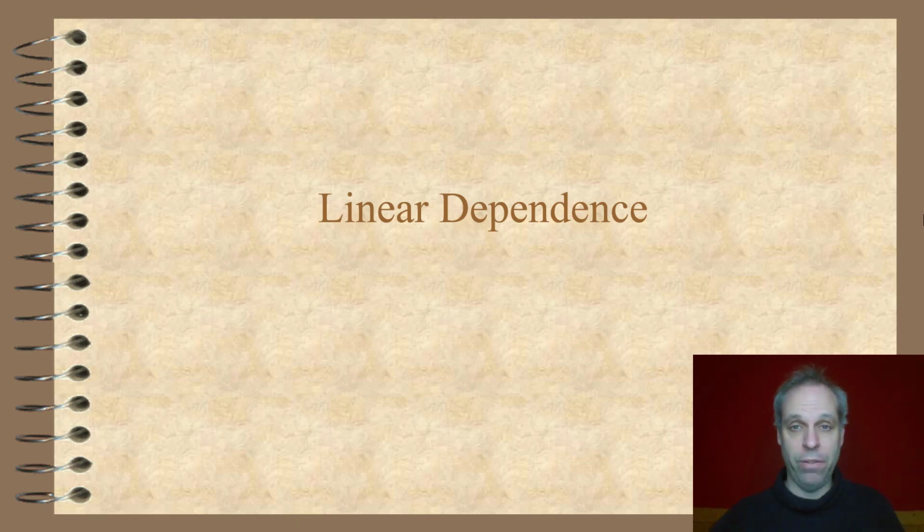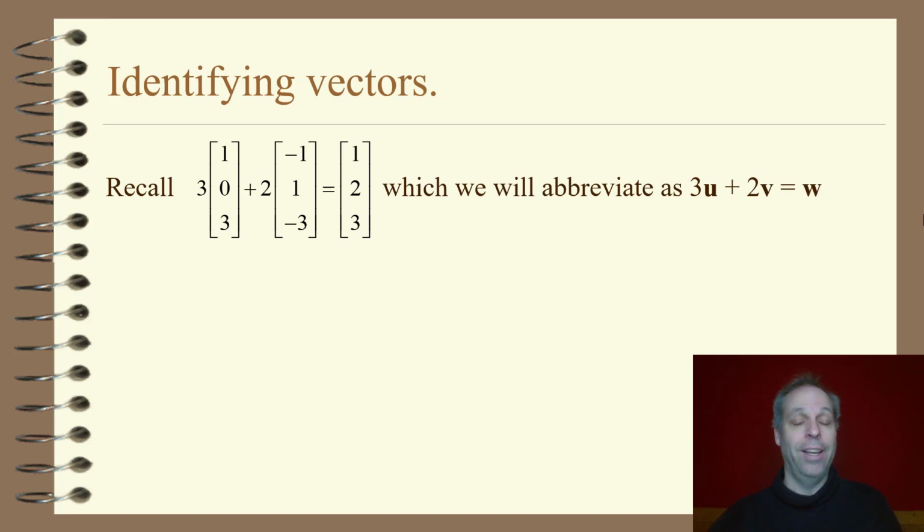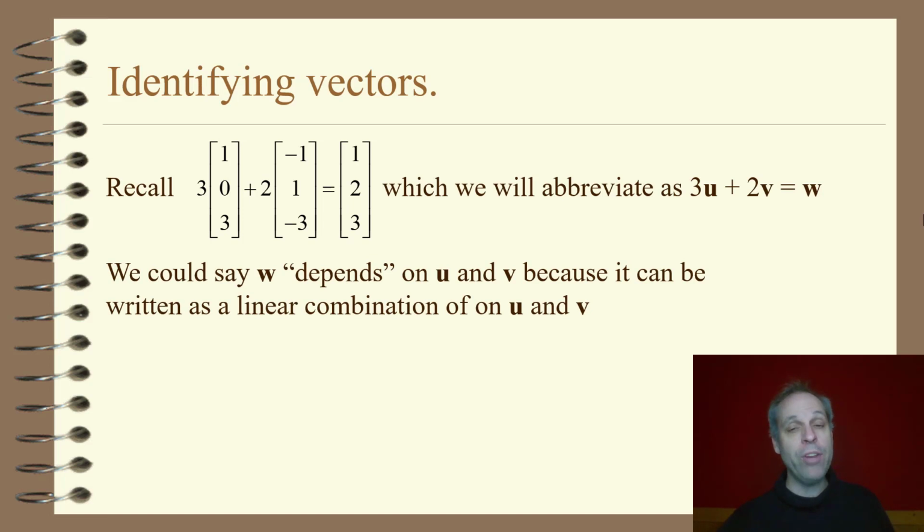So in this portion of the video, we'll discuss the concept of linear dependence. Recall this particular linear combination adds up to the vector 1, 2, 3. We'll abbreviate this as 3u plus 2v equals w, just by using normal, natural definitions for u, v, and w. From this equation, you can see that in some way w just depends upon u and v. If you knew the linear combination, you would know what w equals.